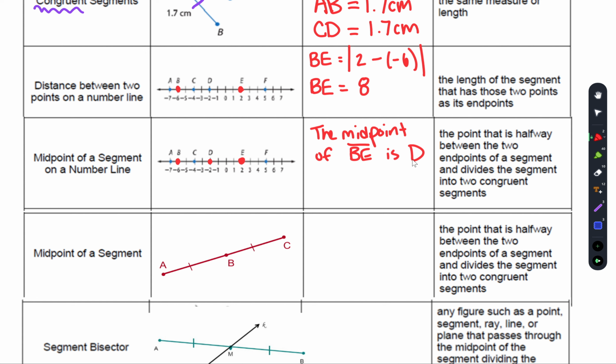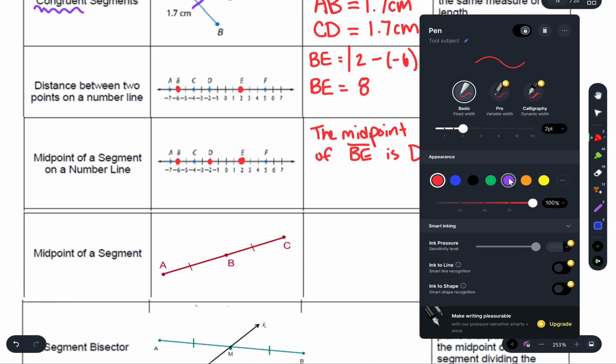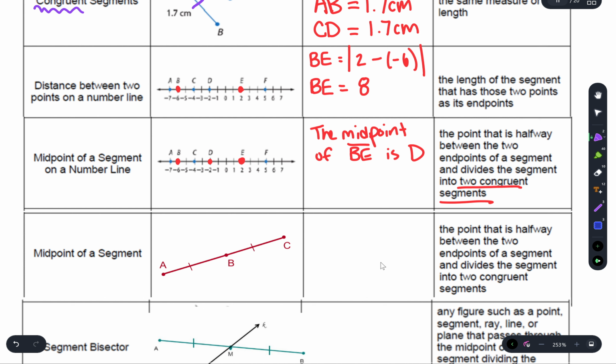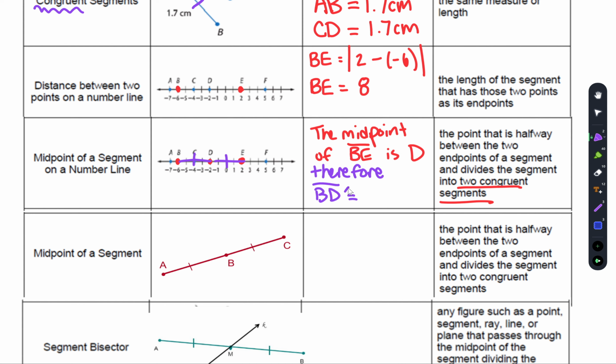By definition of a midpoint, the point that is halfway between the two endpoints of a segment, it divides the segment into two congruent segments. So we can add on a little note here. Because the midpoint of BE is D, therefore, these two halves that it splits it into must be congruent. So BD must be congruent to DE.